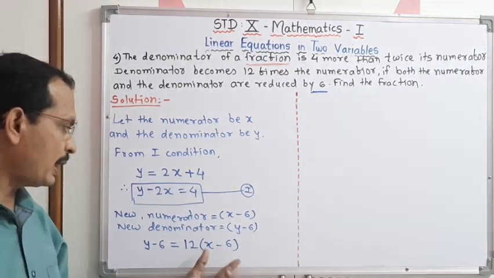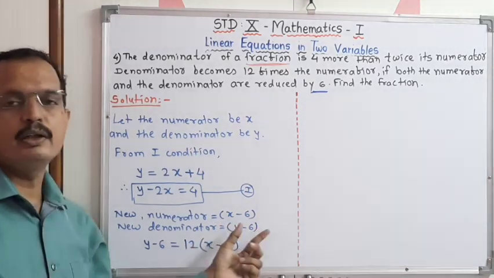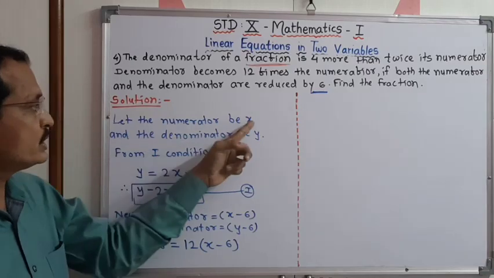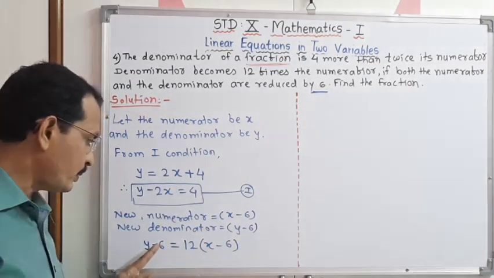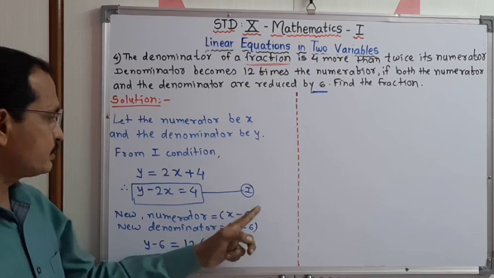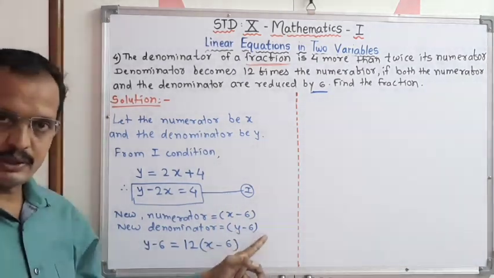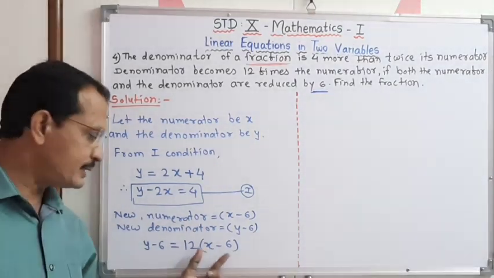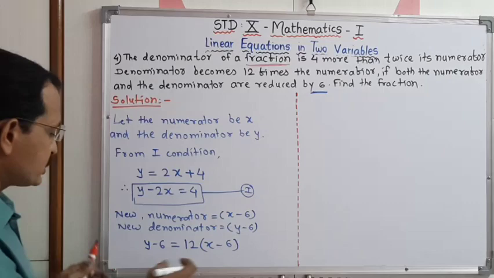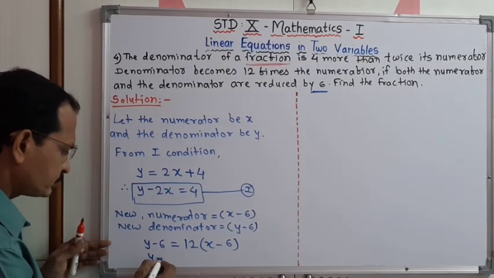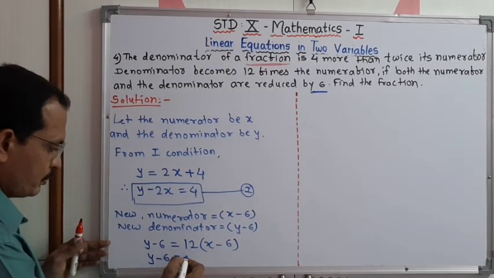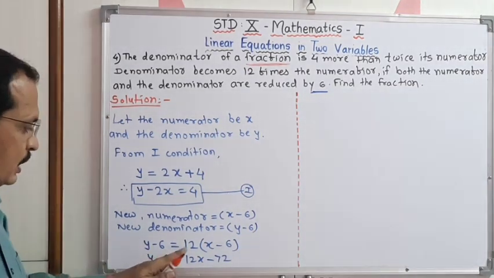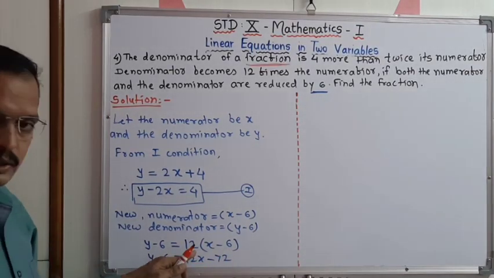That means if we multiply the numerator by 12, we will get the denominator. But if we subtract 6 from the original denominator and numerator, the numerator will be x minus 6 and the denominator will be y minus 6, and then this denominator becomes 12 times the numerator. Now simplify this. It is y minus 6 is equal to 12x minus 72. We multiply this whole bracket with this 12.